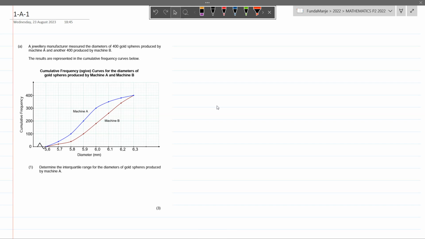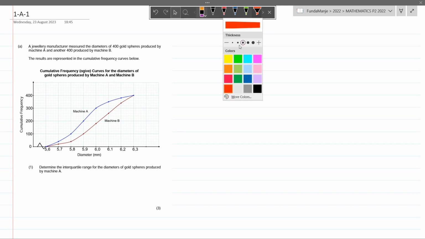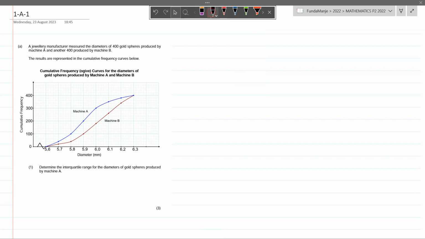That's the figure below. And our first question says, determine the interquartile range for the diameters of gold spheres produced by machine A. So here we're looking for the interquartile range, which is the third quartile minus the first quartile. That would be IQR is equal to Q3 minus Q1. Then we have to first figure out what Q3 and Q1 is.